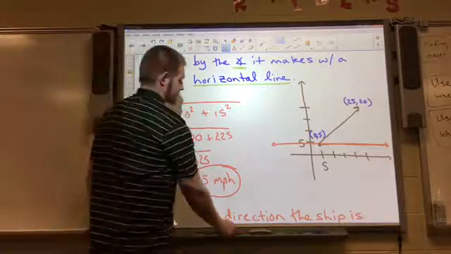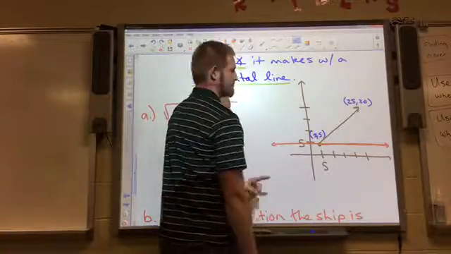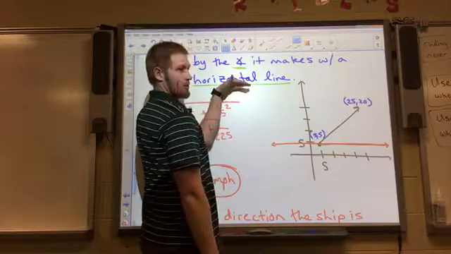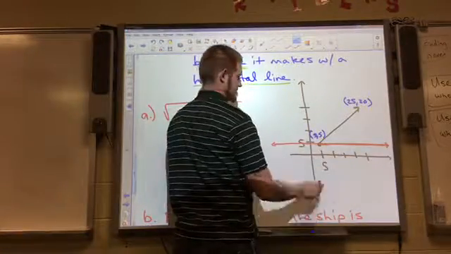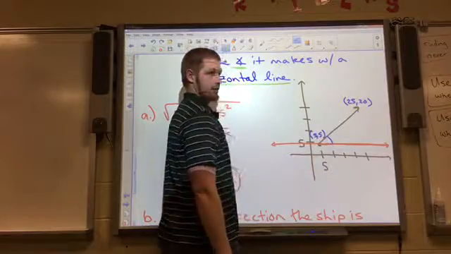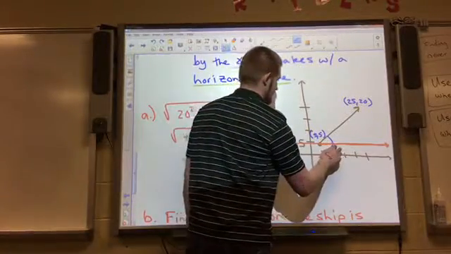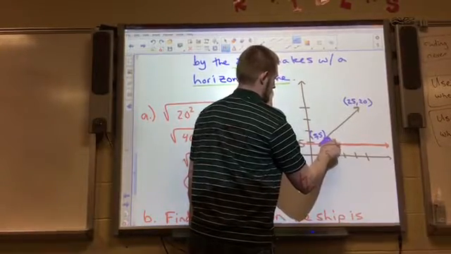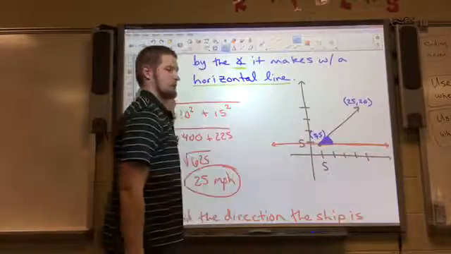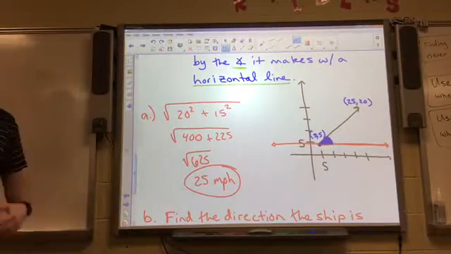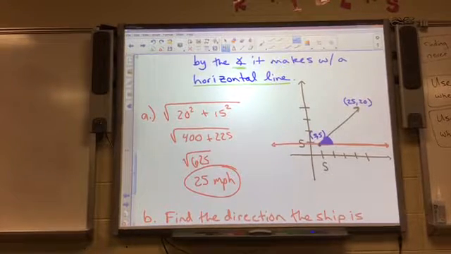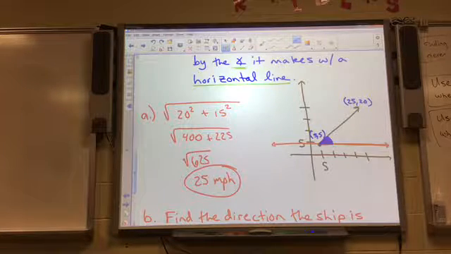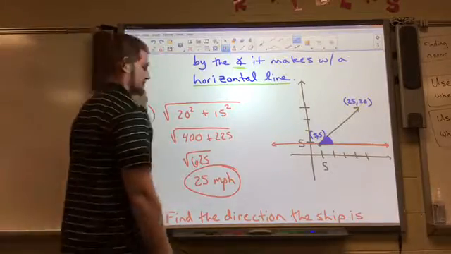Now, if I'm finding my angle based on my horizontal line east, can we all agree that I want to find that angle measure? So I'm looking for this angle measure right here. In the last few lessons, we've found a lot of angle measures. You guys agree with that? Using what? My trig functions. I have to use my trig functions.